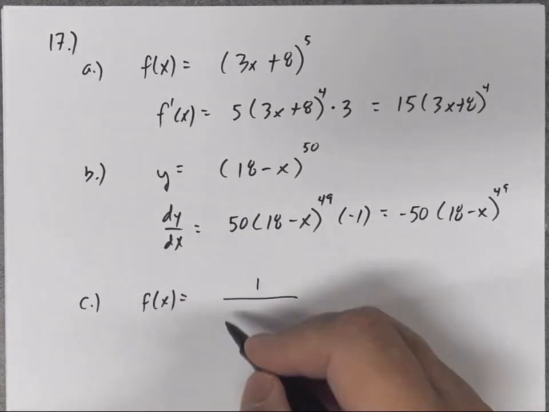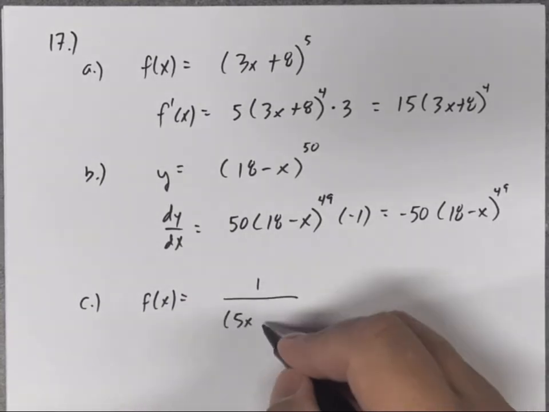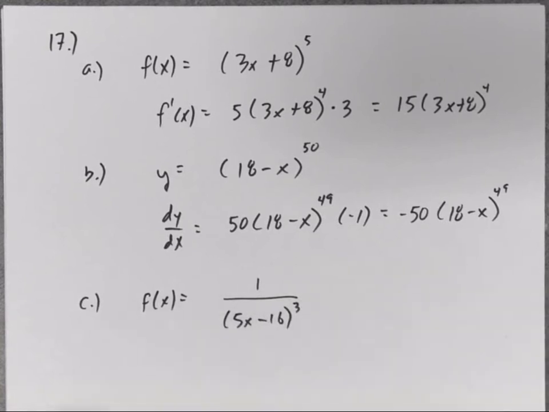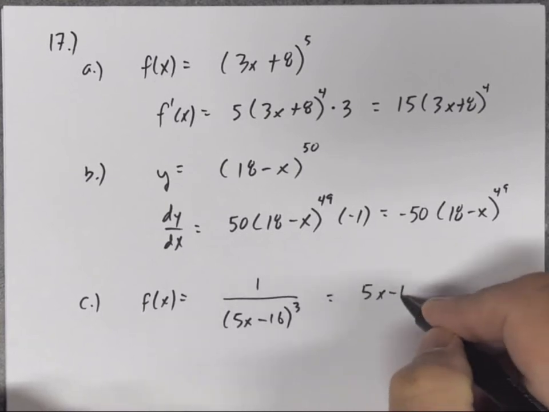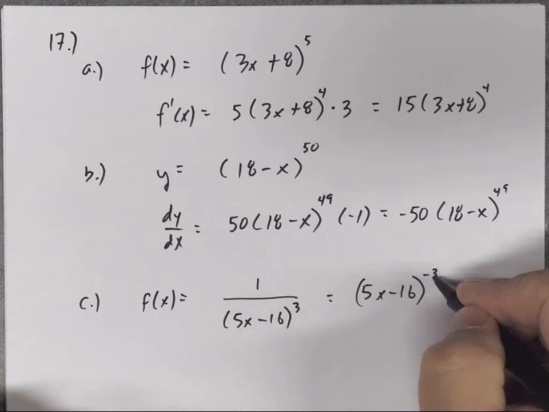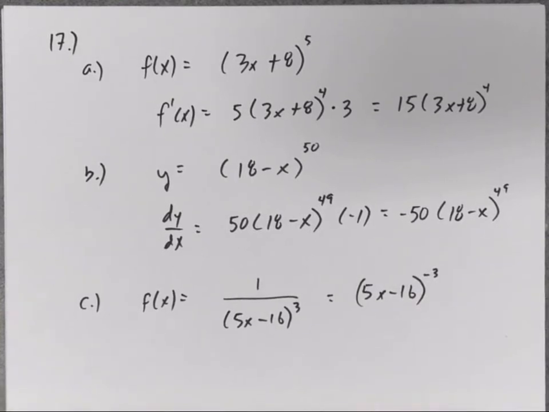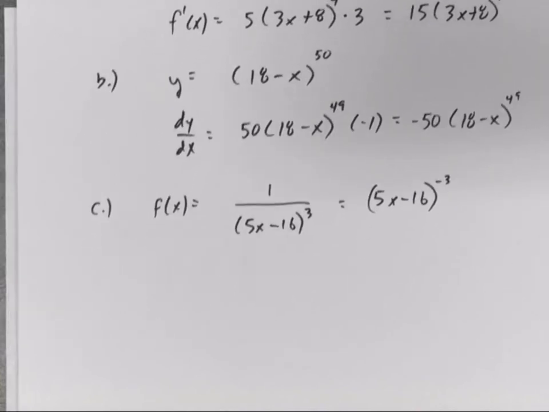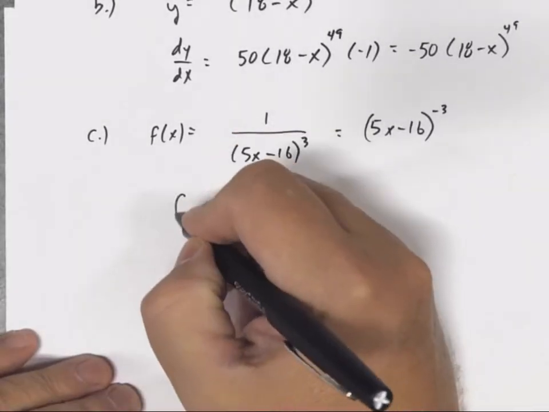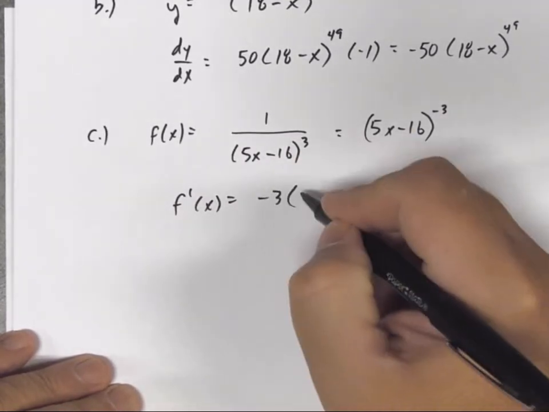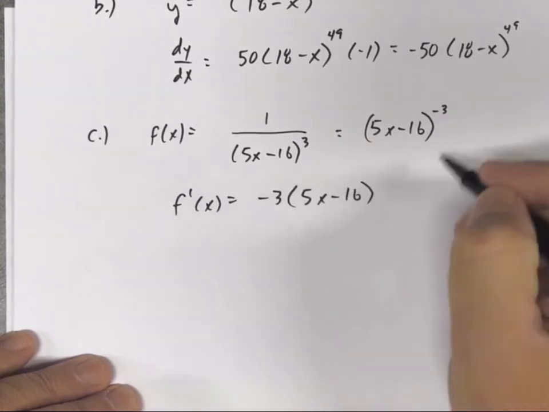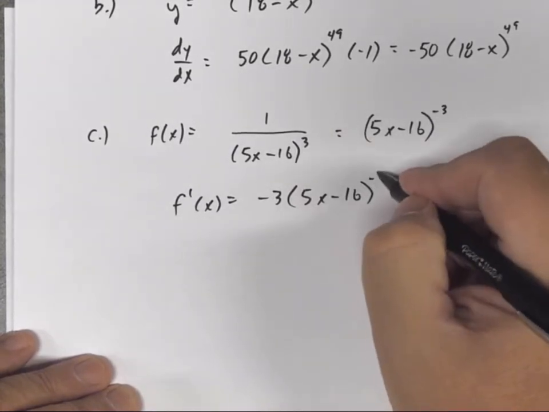C, 1 over 5x minus 16 to the 3rd. Now most of the time when you have something like this in the denominator, we like to move it to the top, and we can do that by simply making the exponent minus 3. Now, if I take the derivative, I can use the chain rule. The minus 3 comes down front. You rewrite your parentheses, you subtract 1 from the exponent, minus 4.